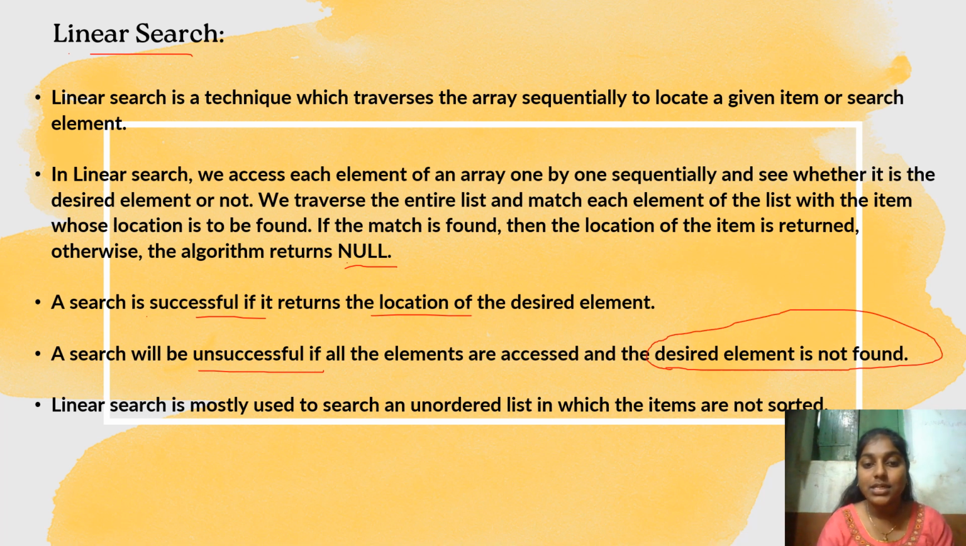And linear search is mostly used for an unordered list. It can also be called an unsorted list, meaning arrays whose elements are not in order. For these we use linear search in order to traverse them.